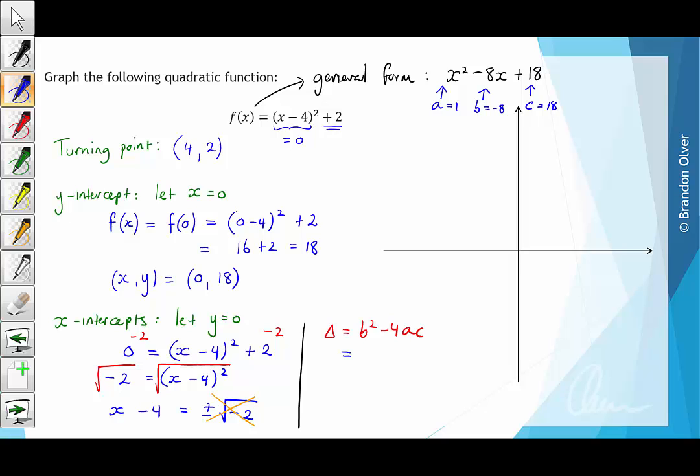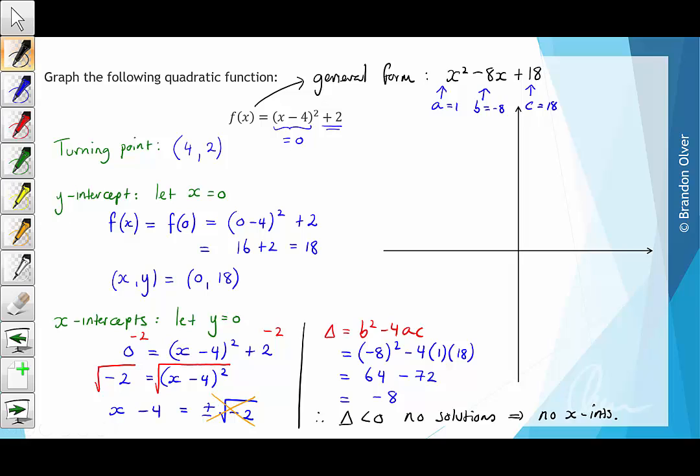So the discriminant is going to be (-8)² - 4 × 1 × 18. And this gives positive 64 minus 72, which is negative 8. So therefore, as the discriminant is less than 0, there are no solutions, which means there's no x-intercepts.